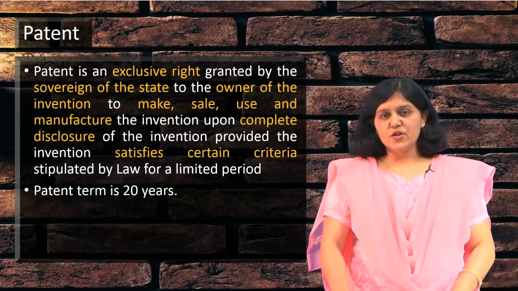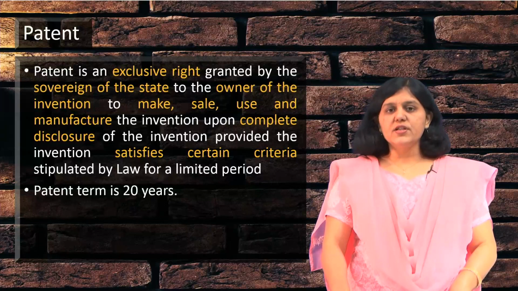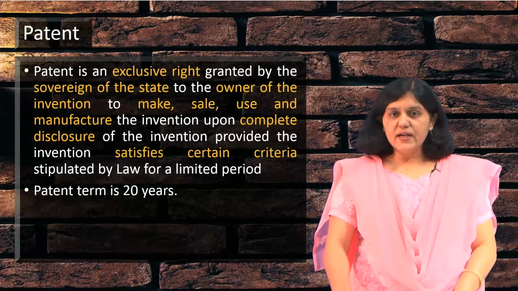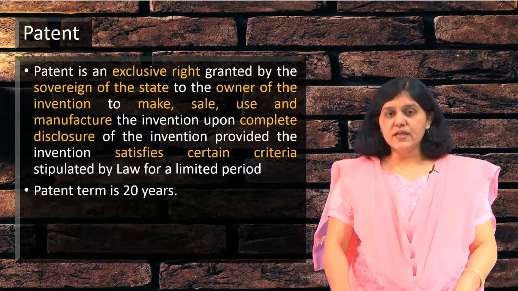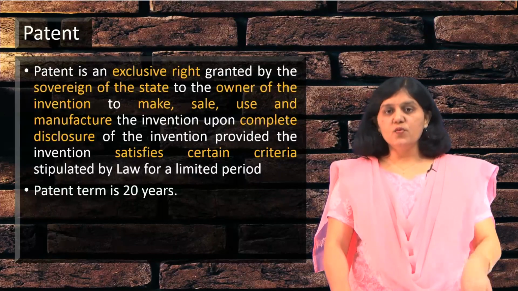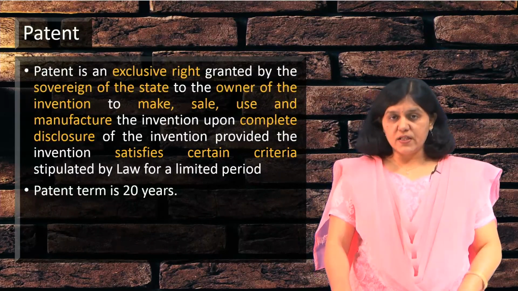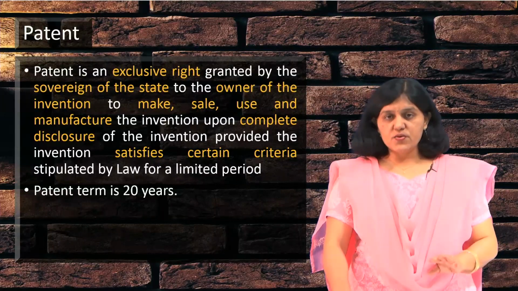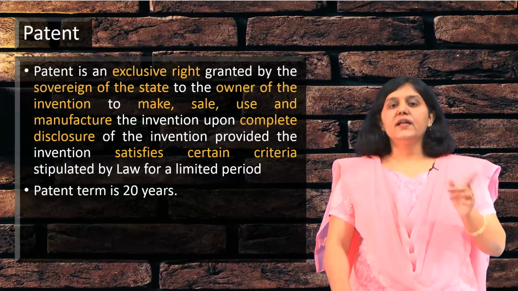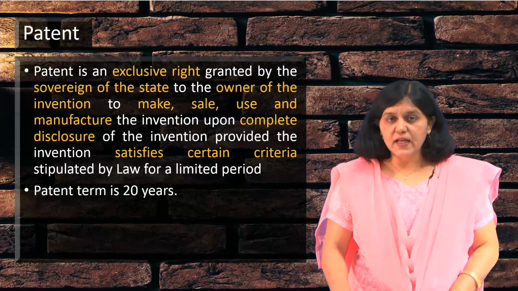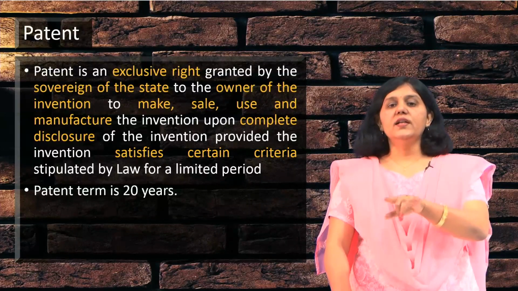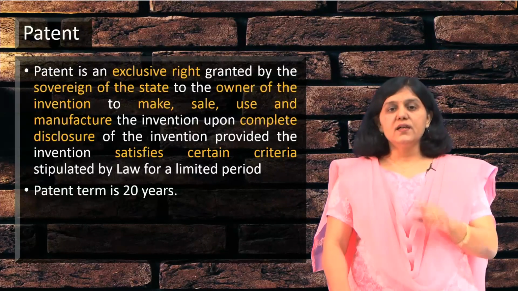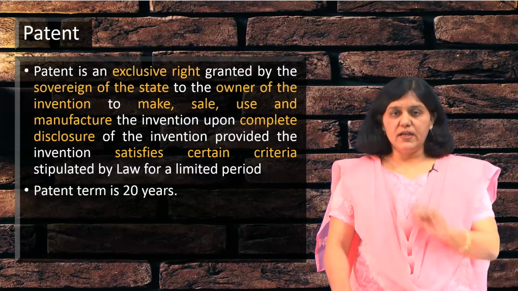So, this is the definition of the patent. I reiterate the definition. A patent is an exclusive right granted by the sovereign of the state to the owner of the invention to make, sell, use and manufacture the invention upon complete disclosure of the invention, provided the invention satisfies certain criteria stipulated by law, for a limited period of time. The term is 20 years anywhere in the world.